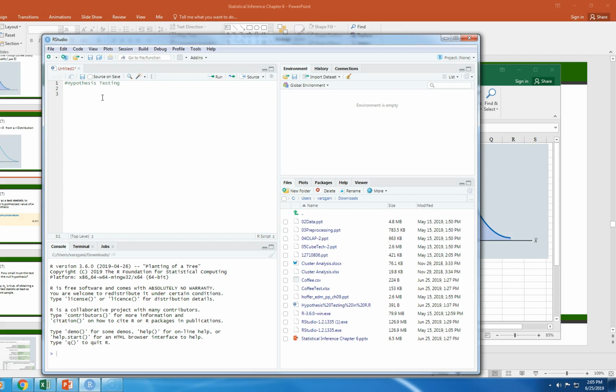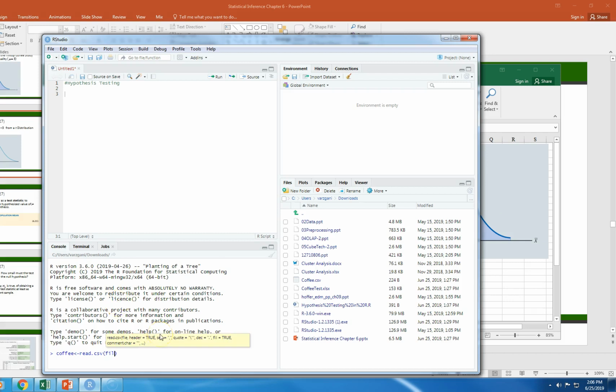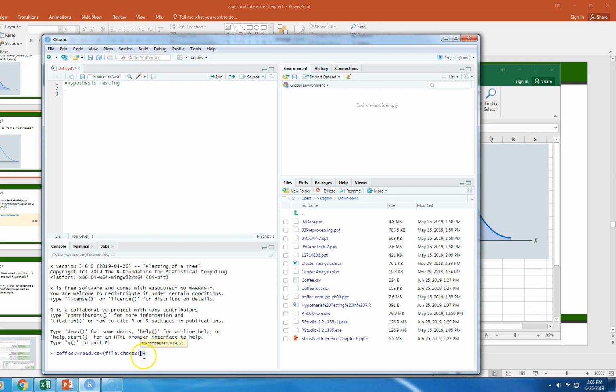In order to calculate the t statistic, I first need to store some values, and obviously first I need to import my data set into R. So what I'm going to do is move to my console, and here I want to name my new data set as coffee, and I'm going to use the read.csv function in order to import my data set into R. Header is equal to TRUE.